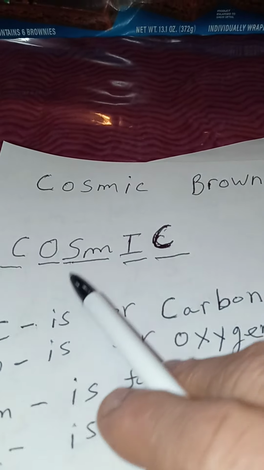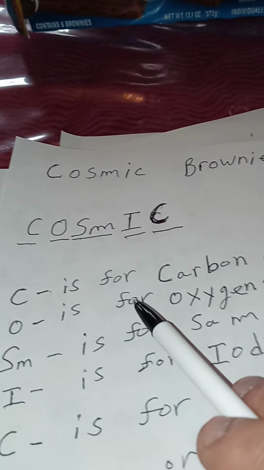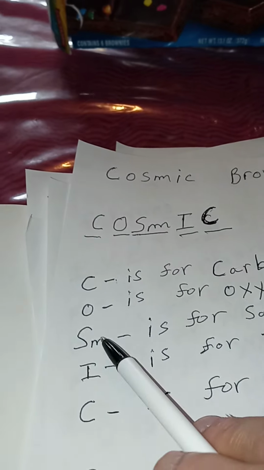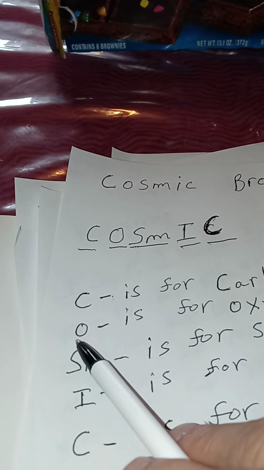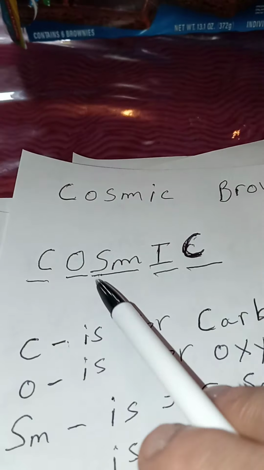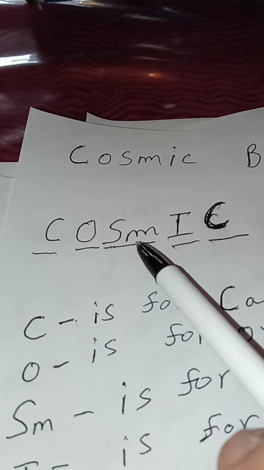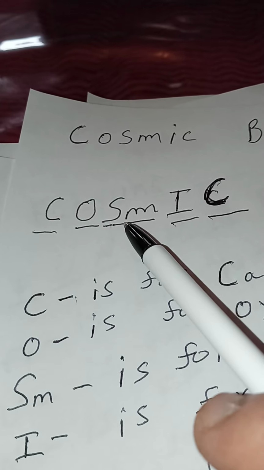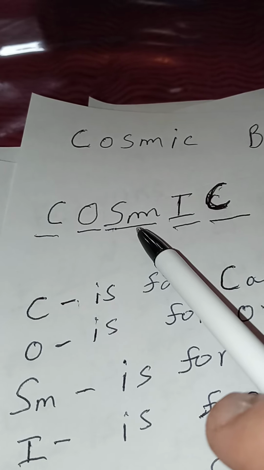Let's take, for example, Cosmic: capital C, capital O, capital S, small m, I, and C. Okay, capital C, we all know, is the chemical symbol for the element's name of carbon, capital C-A-R-B-O-N. We know that O is the chemical symbol for the element's name of oxygen, capital O-X-Y-G-E-N. Now we come with two letters representing a chemical symbol. In the periodic table of elements and in chemistry, we have two letters representing a chemical symbol.